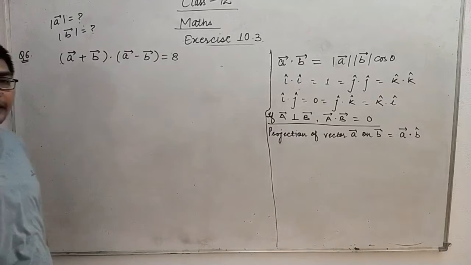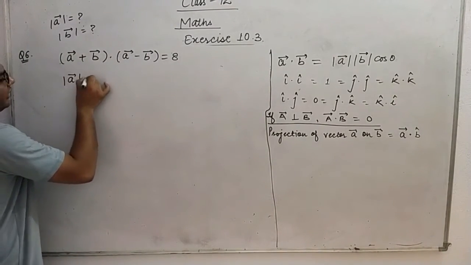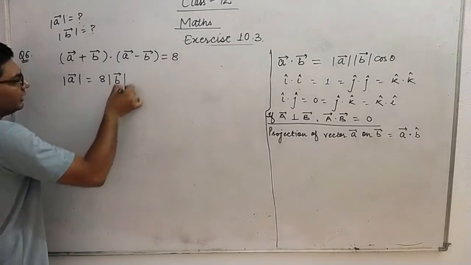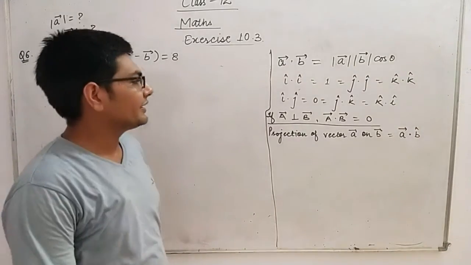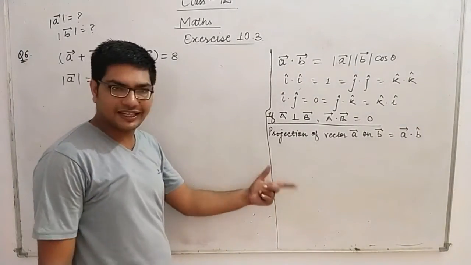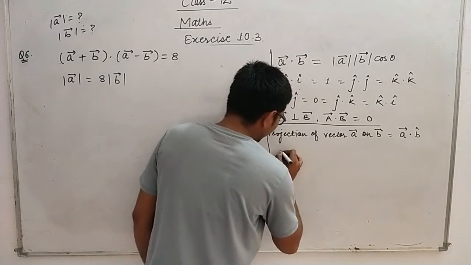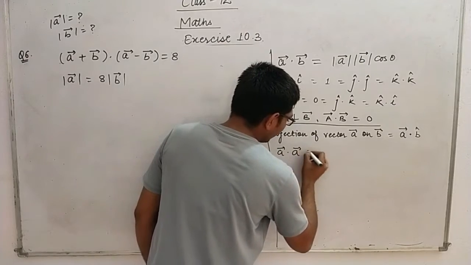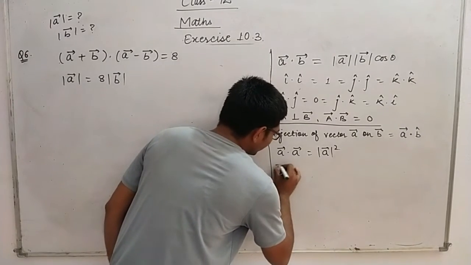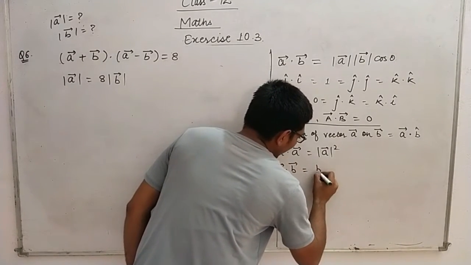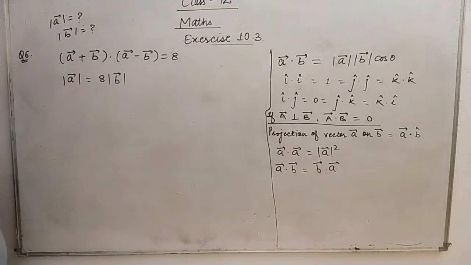Okay, and dear students, what is given to us? Given to us is that magnitude of A is 8 times magnitude of B, right? So beta, let me discuss one more important thing in the formula section here. In the previous video, I told you that A dot A is magnitude of A square, right? And also discussed the commutative property that A dot B is equal to B dot A. We have discussed it in the theory part.